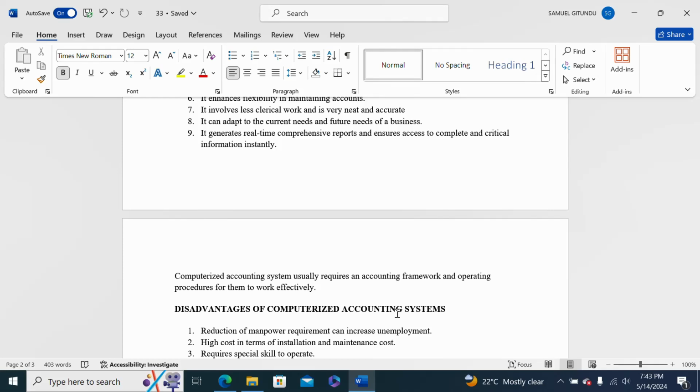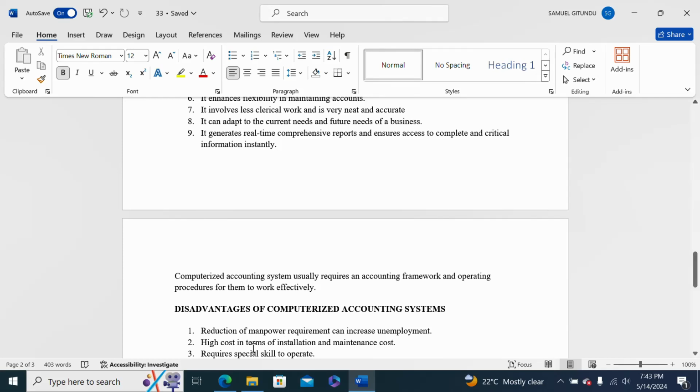And one of the disadvantages which now affects our profession is the reduction of manpower requirement, which can increase unemployment. You find that in a business, due to reduction of manpower requirement, the business only needs one accountant. And if it only needs one accountant, because the computer has made the accounting work easier, then where are all the other learned accountants? Where are they going to go? So you find that it can lead to unemployment.